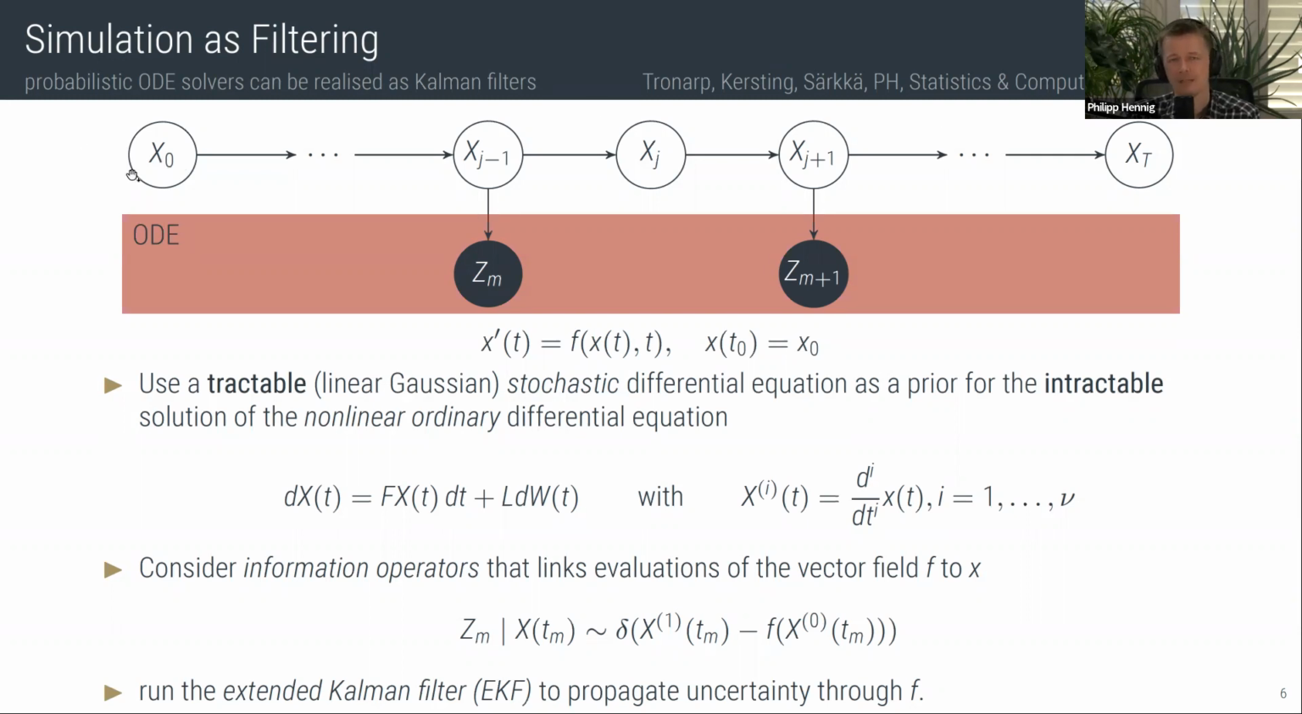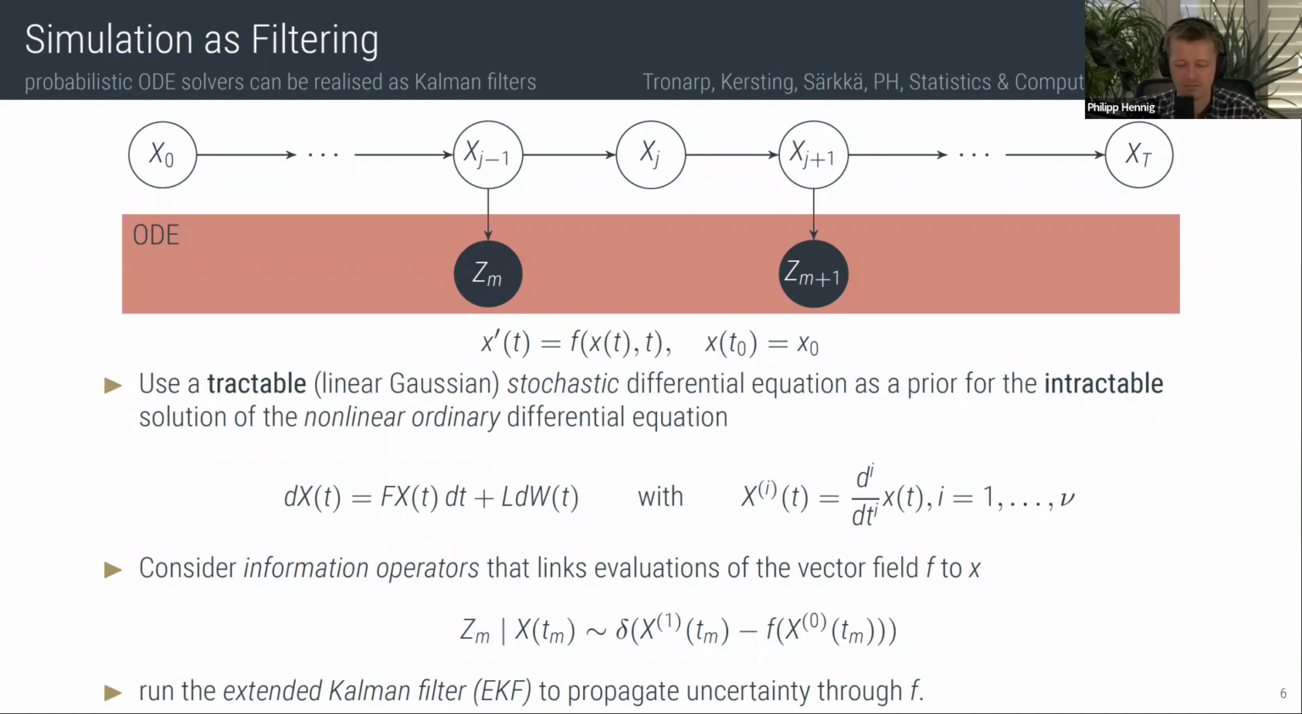And we'll call those capital X, where you can think of capital X indexed by something as a vector of states. It's also called a state space model sometimes, such that the zeroth entry of this vector corresponds to the actual solution of the ODE, and the higher order states correspond to higher order derivatives of the ODE.